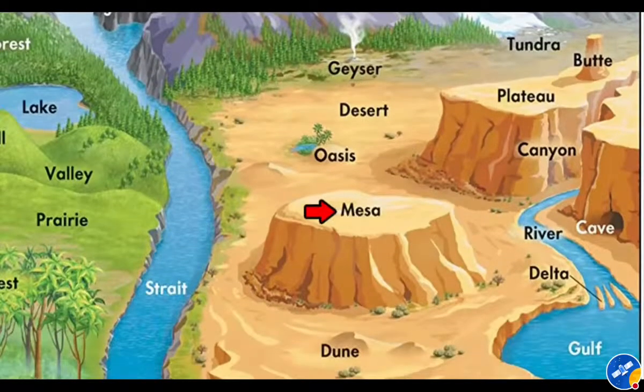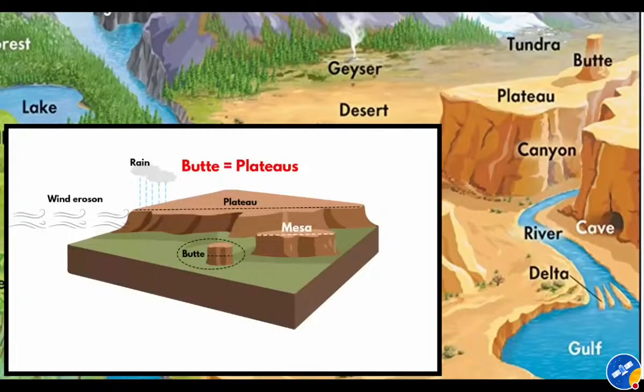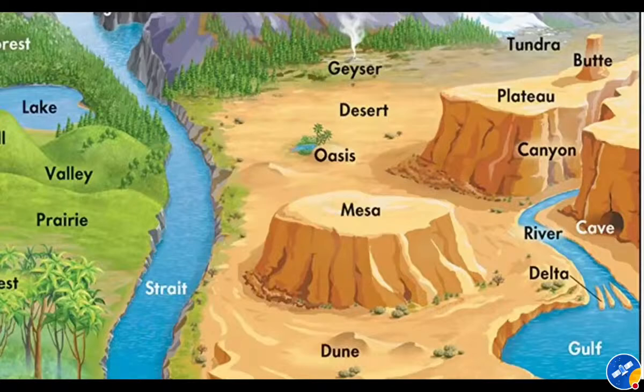The next one is mesa. Now mesa is also a plateau, basically an isolated flat-top elevated landform. But the only difference between a mesa and a plateau is that a mesa is formed after weathering and erosion of a plateau. If I have to put it in order, first comes a plateau. After weathering and erosion, a plateau gets converted into a mesa, and after that, with more and more weathering and erosion, a mesa gets converted into a butte. Weathering and erosion basically cut the rock in a plateau and turn it into mesa and butte.